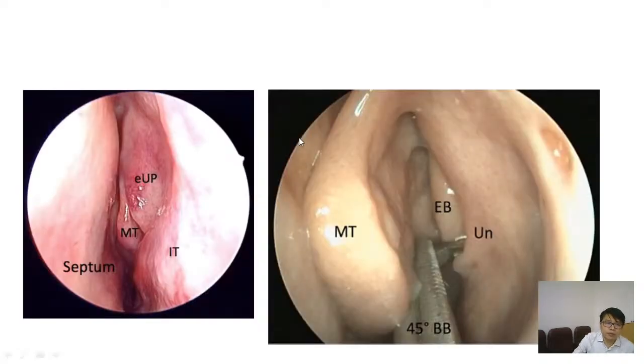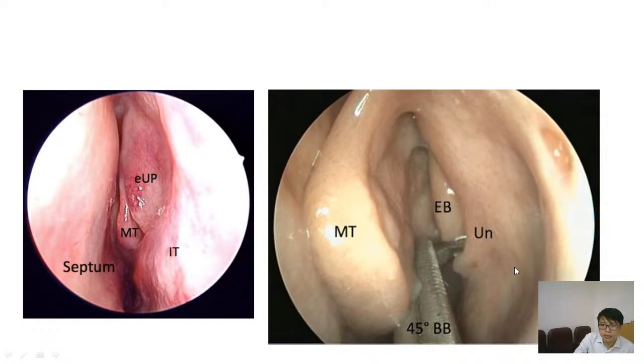So when we go from anterior to posterior through an endoscope, what we are going to see first is the inferior turbinate. Just deeper to it, we are going to see the uncinate process, and deeper to it, the middle turbinate. Once we remove this uncinate process, we see this is the middle turbinate, this is the uncinate process.